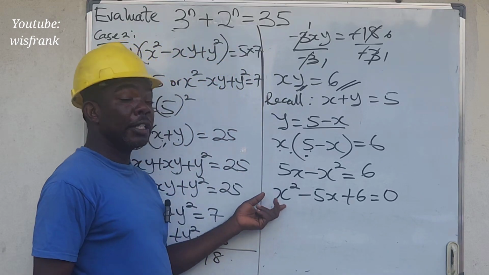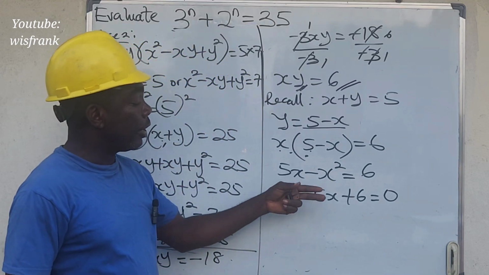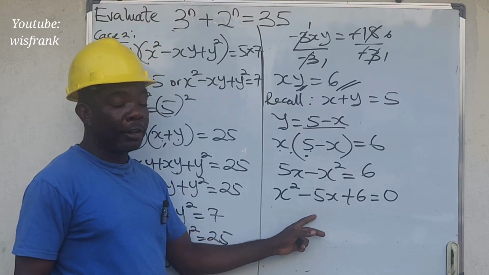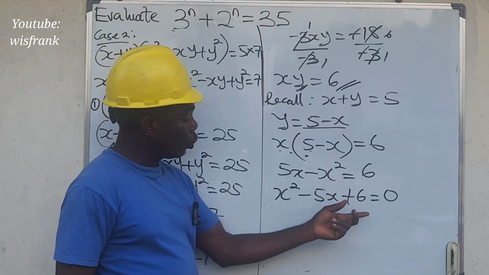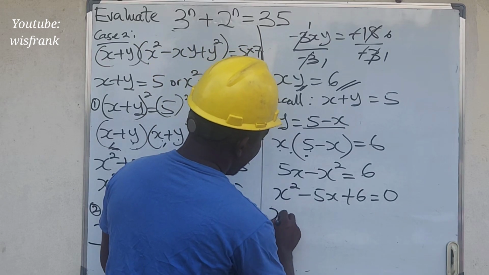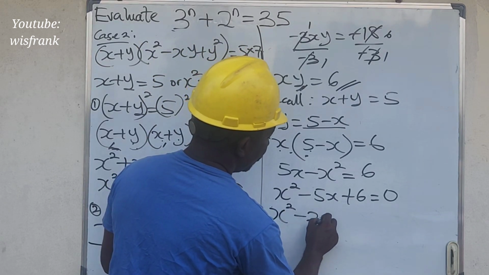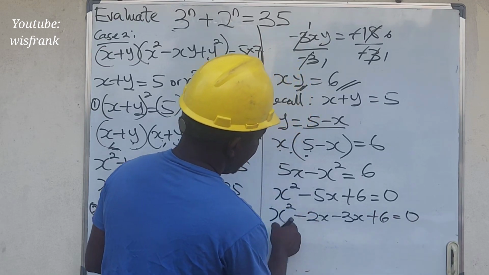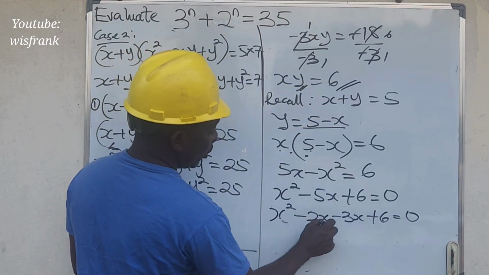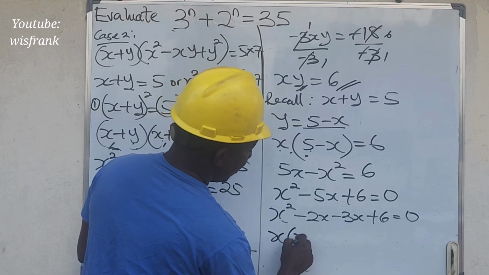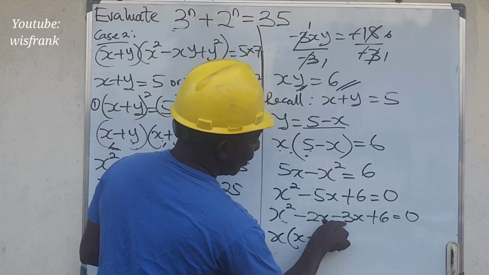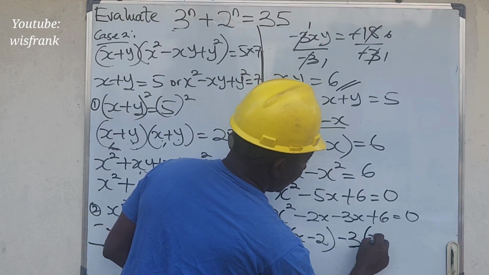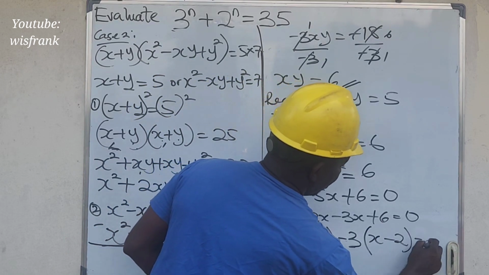This is a quadratic equation. For us to find the value of x, we need to find two factors that, when we add or subtract, will give us minus 5. And those two factors are 2 and 3. So this will become x to the power of 2 minus 2x minus 3x plus 6 equals 0. Here we have x as common, so we can factor it out. We have x into x minus 2. Then 3 is common, so we have minus 3 into x minus 2, all equals 0.